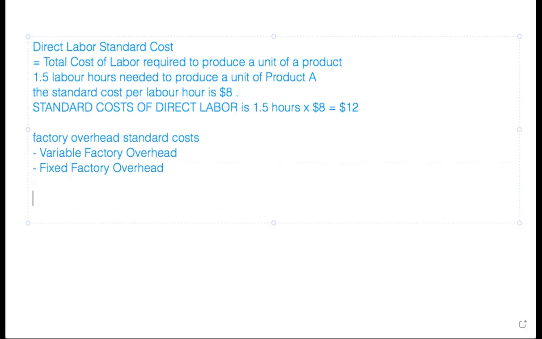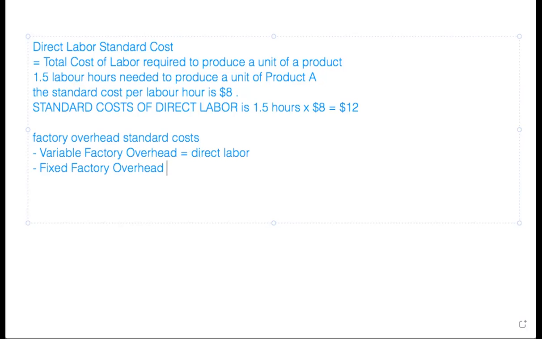How about the standard cost for the variable one? The variable factory overhead computation will be using the same one as direct labor. The variable factory overhead standard is often computed based on direct labor hour or the machine hour. The standard cost is expressed in the total amount of the given level of production. This is the same computation as direct labor, right?